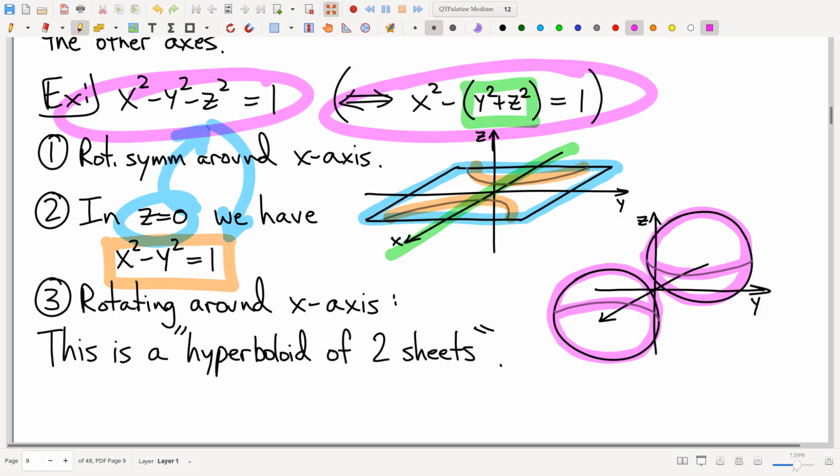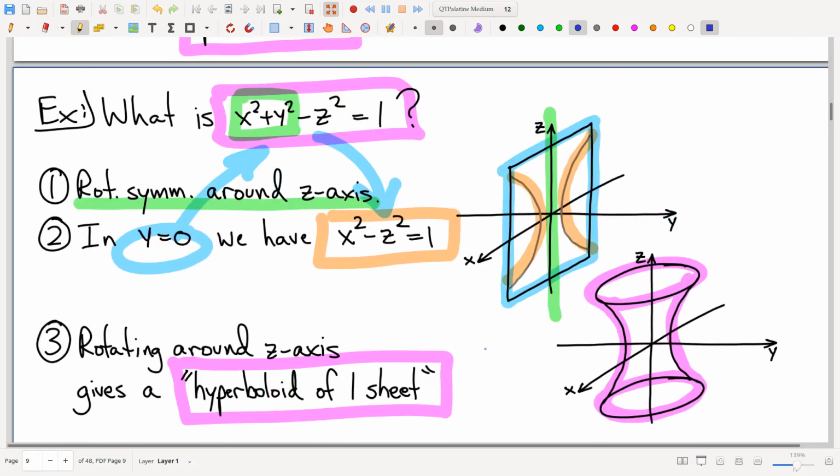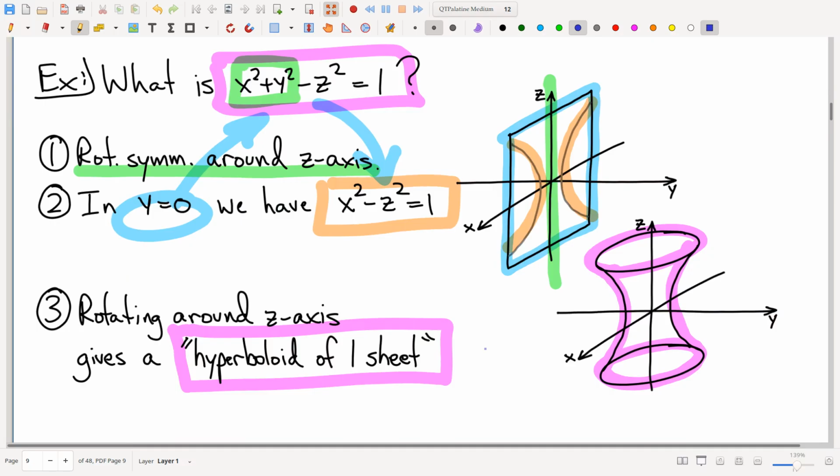And you'll notice that this, again, is a rotation of a hyperbola. So again, we're going to want to call this a hyperboloid. But now you'll notice that there are two distinct chunks in this surface, whereas up here there was only one.